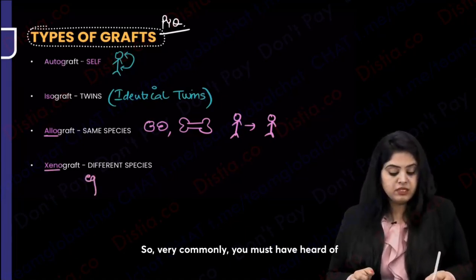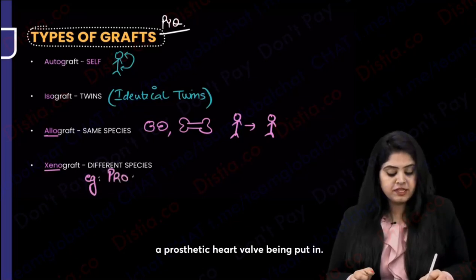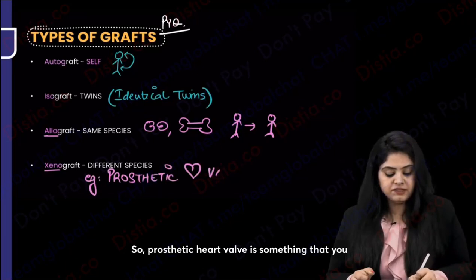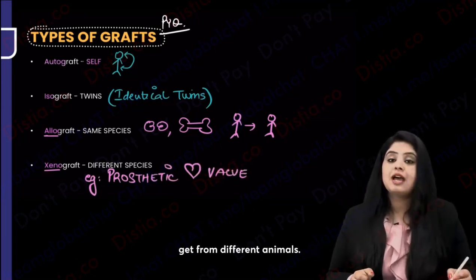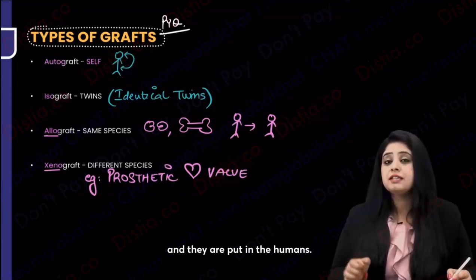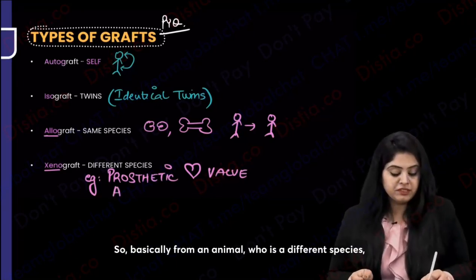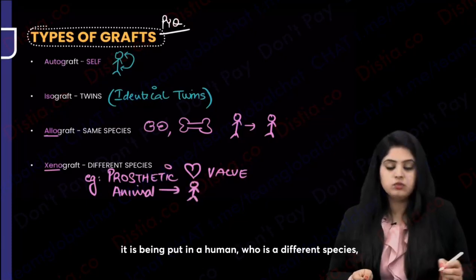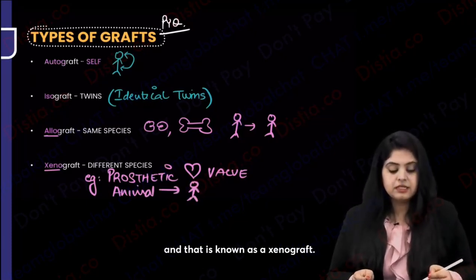So very commonly you must have heard of a prosthetic heart valve being put in. A prosthetic heart valve is something that you get from different animals. There are porcine, bovine, different types of heart valves that are obtained, and they are put in humans. So basically from an animal who's a different species, it is being put in a human who's a different species, and that is known as a xenograft.